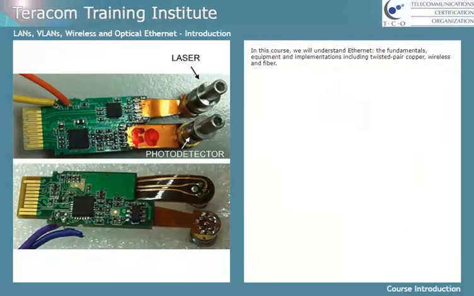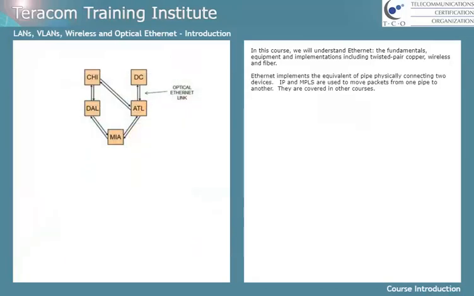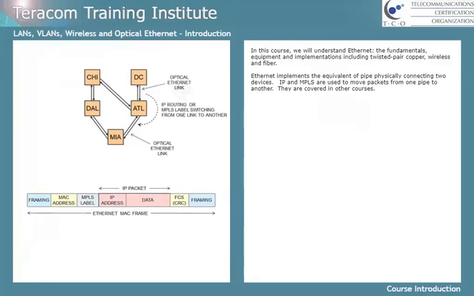In this course, we'll understand Ethernet, the fundamentals, equipment, and implementations, including twisted pair copper, wireless, and fiber. Ethernet implements the equivalent of pipe, physically connecting two devices. IP and MPLS are used to move packets from one pipe to another. They're covered in other courses.